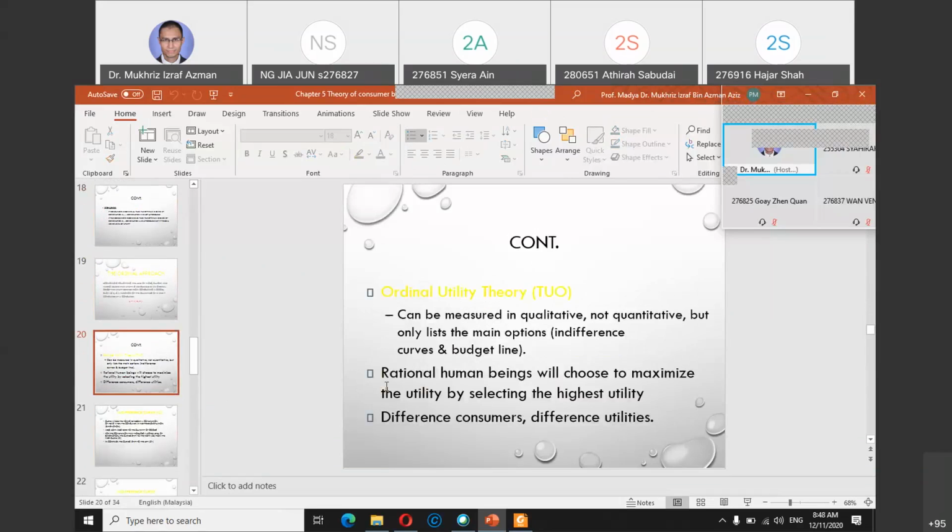Today we want to continue on the concept of ordinal utility, the one that you can only measure qualitatively, meaning you can only rank. It gives you a ranking: best, medium, average, poor. But you cannot assign values. So that is one thing when we start this topic. We have cardinal and ordinal. Cardinal you can assign values, ordinal you can only assign ranking.